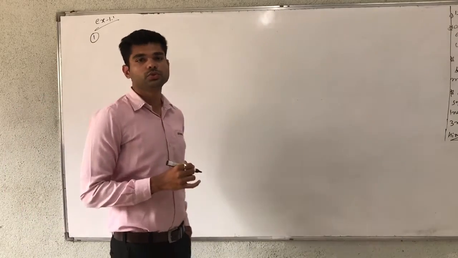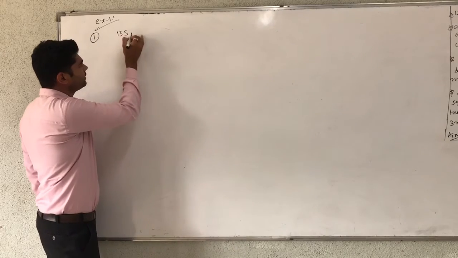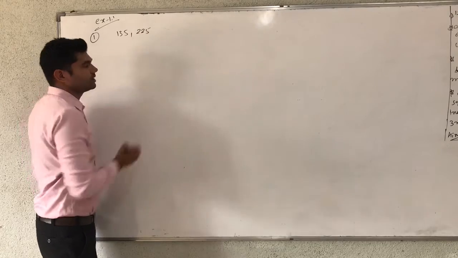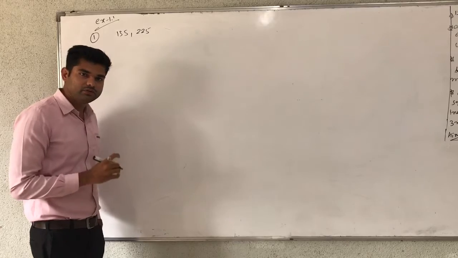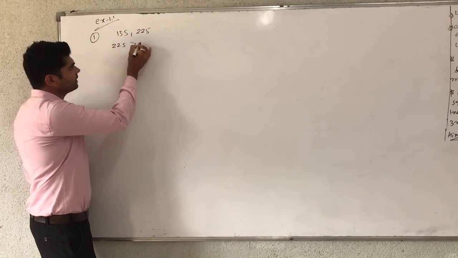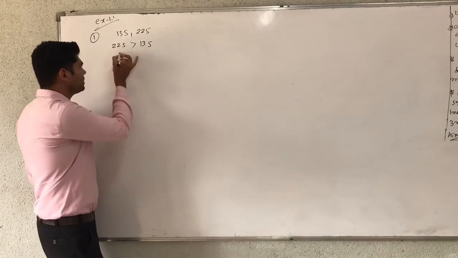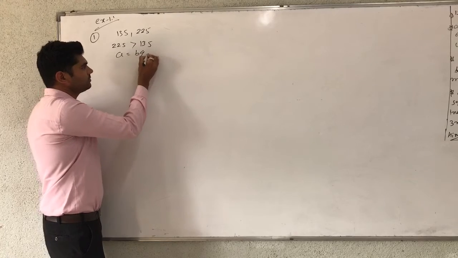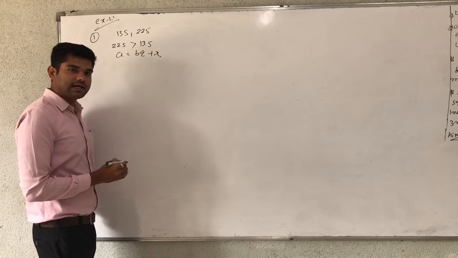HCF of two numbers. Here the first number is 135 and the next number is 225. Now the first step is to select which number is bigger. So in two numbers, 225 is greater than 135. Now using Euclid's division algorithm, a is equal to bq plus r.